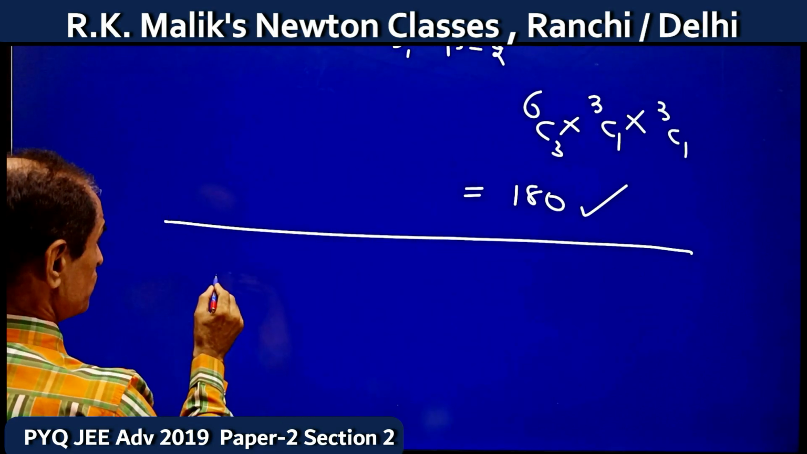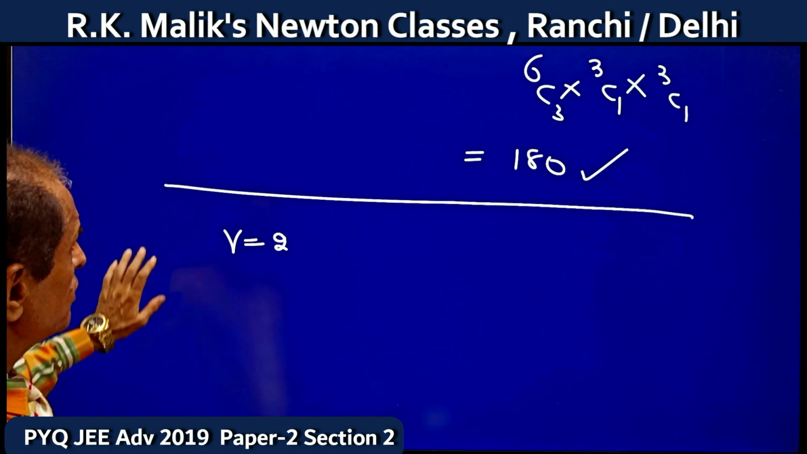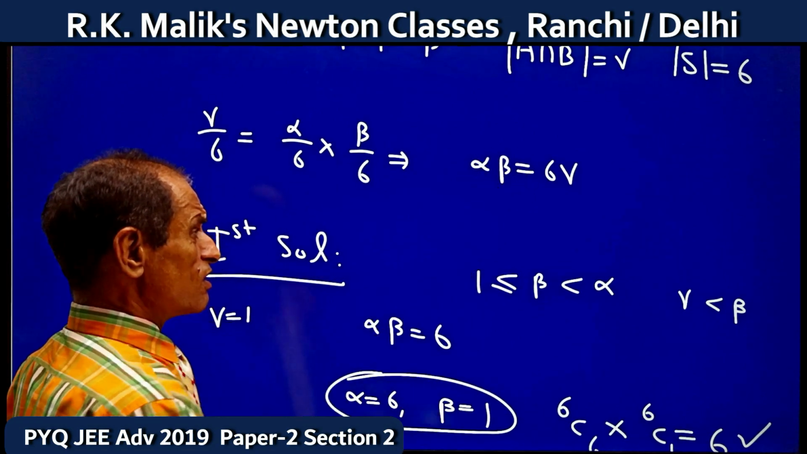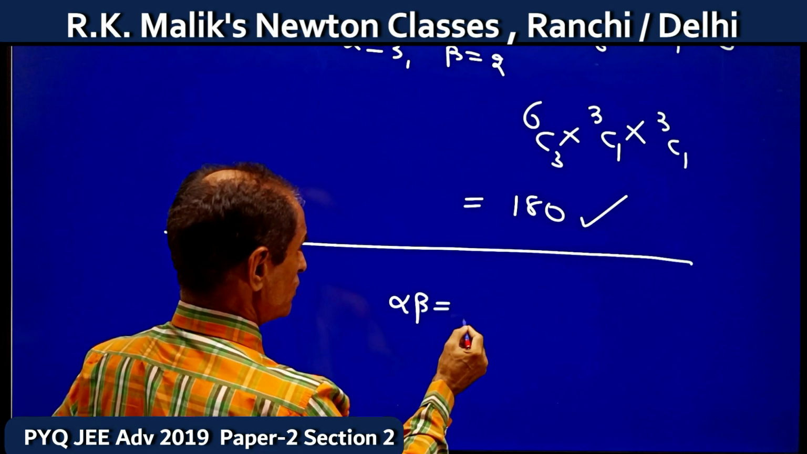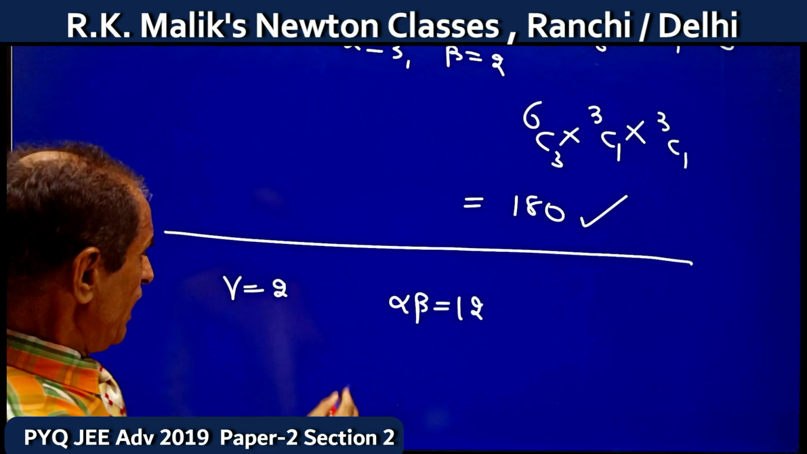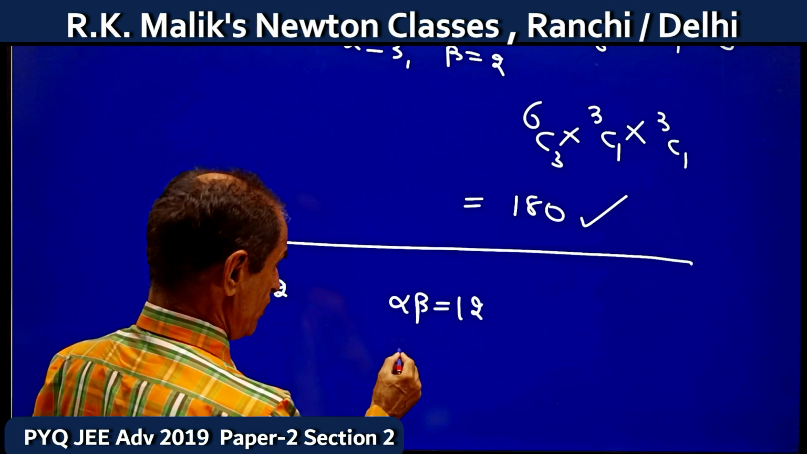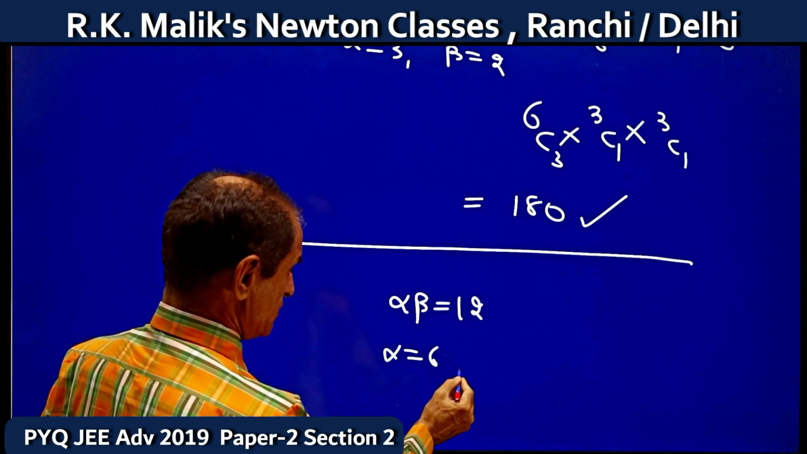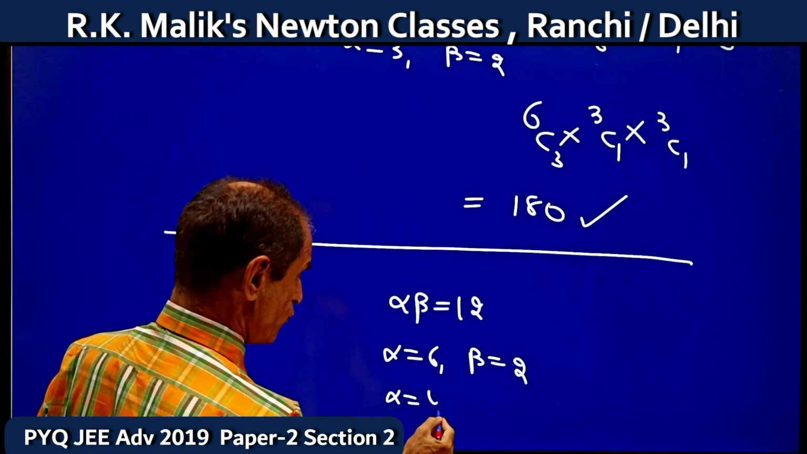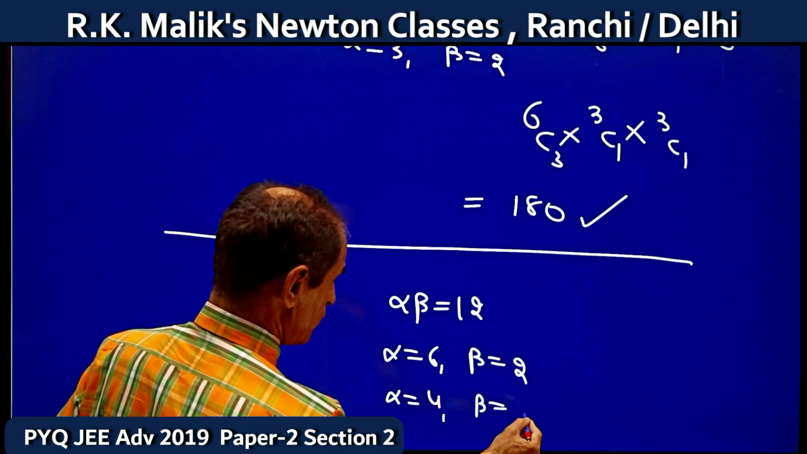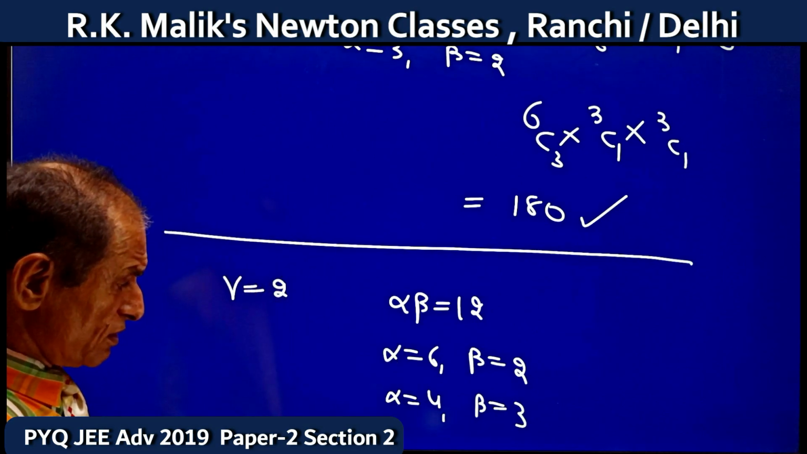Let us check the second case, when gamma equals 2. Then this condition will say that alpha beta must be 12. And alpha into beta equal to 12 is possible only if alpha is 6 and beta is 2, or alpha is 4 and beta is 3. Note that alpha is always more than beta.